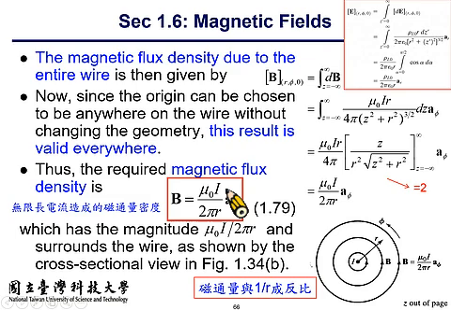So we have seen this in the Biot-Savart law for a point charge. The magnetic field is inversely proportional to the square of the distance. In Coulomb's law, the electric field is inversely proportional to the square of the distance.